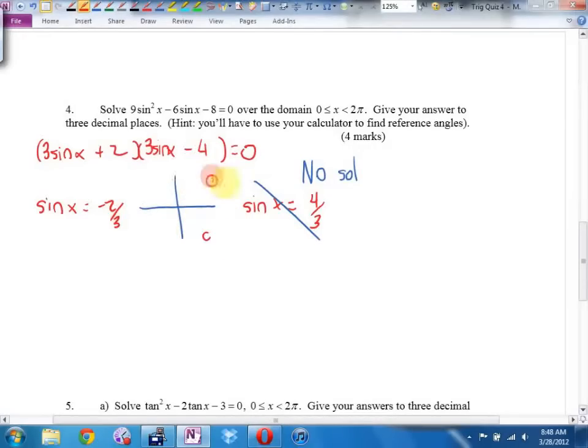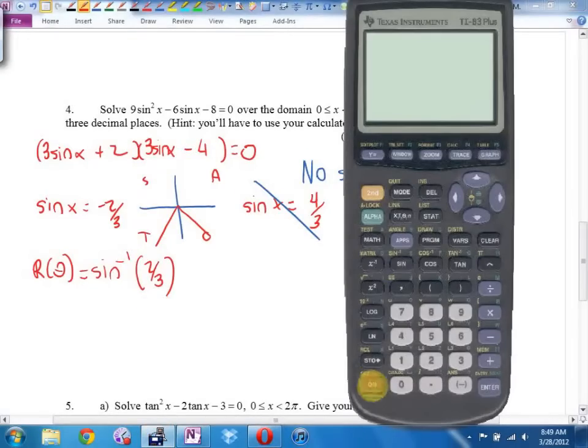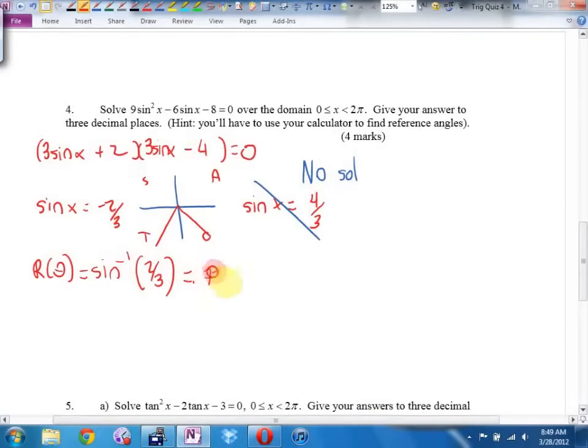I'm still going to use the cast rule. Sine is negative there and there, but I'm going to find the reference angle by taking the inverse sine of positive 2/3, not negative 2/3. I use the negative to figure out where I am on the unit circle. Inverse sine of 2/3. My reference angle is, well, they said to go to 3 decimal places, so 0.730, I guess. Which means that this angle right here and this angle right here are both 0.730.